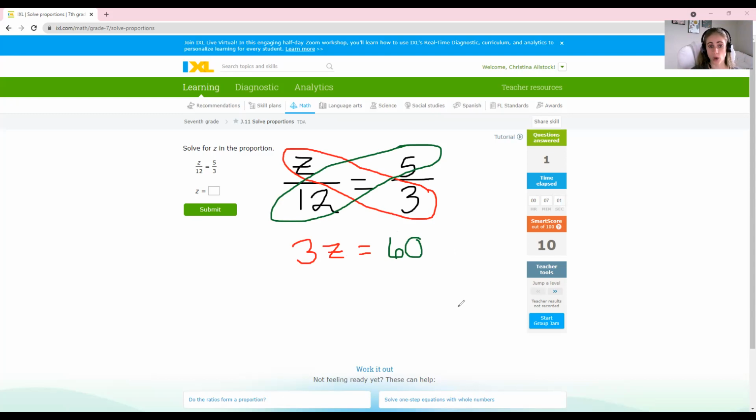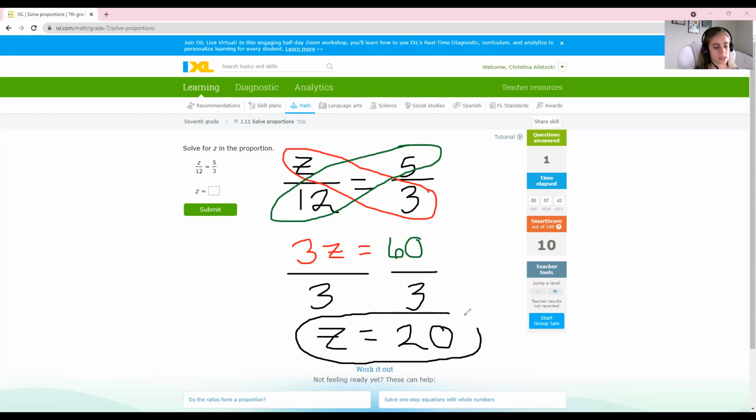All right, we just got one more step. We have 3 times Z, so 3 times something equals 60. Well, to figure out what that something is, we can do a little bit of that backwards thinking, and we're going to do the inverse operation. So it's 3 times Z. The opposite of multiplication is division. So we're going to divide both sides by 3. 3 divided by 3 is 1. So we're left with Z. And then what is 60 divided by 3? That would be 20. So 20 is the value for Z that makes this a true proportion.